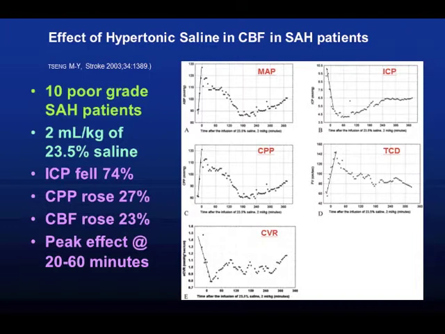Illustration here of how in poor grade subarachnoid hemorrhage patients, the 23.4%, the dose given here is actually the equivalent of about 120 milliliters. So it's a big dose, and you see this nice effect, a peak effect on ICP at 30 minutes. You see a boost in the mean arterial pressure. And so when you're trying to decide, what should I give? Do I give mannitol or do I give hypertonic saline?